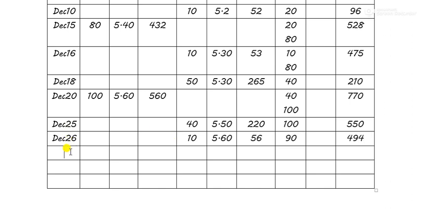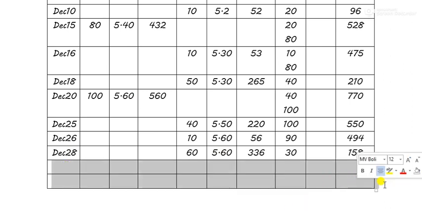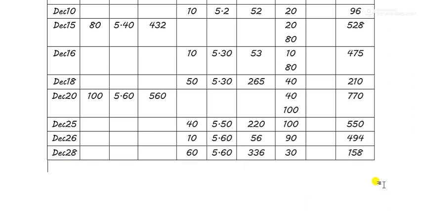Now on the last date, December 28th, again an issue takes place of 60 units, obviously issued from this lot at 5.60. 336 will be the amount. So we have 30 units left from this stock, amounting to 158. So my closing stock is 158, correct? And 30 units is left.